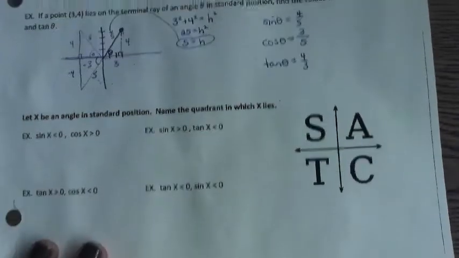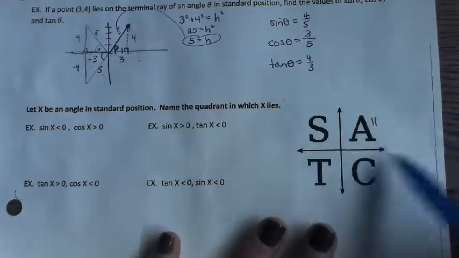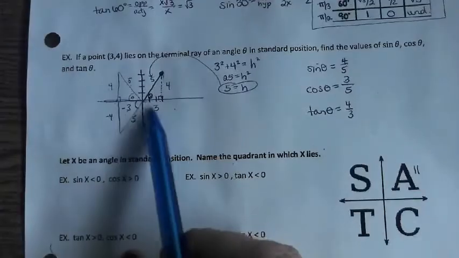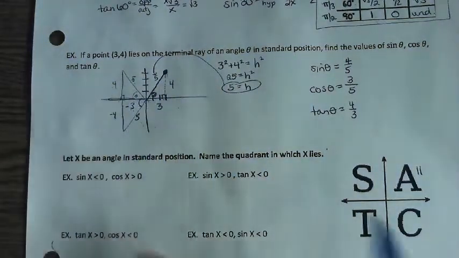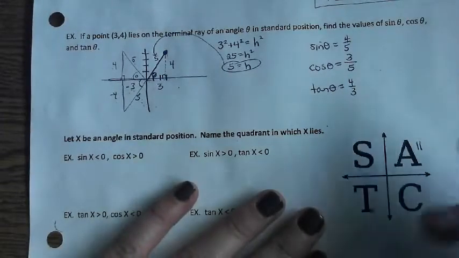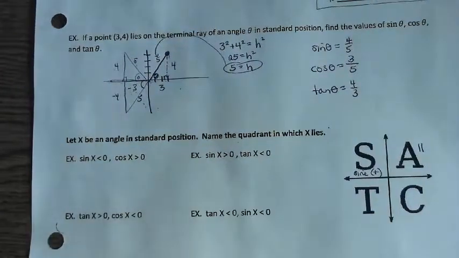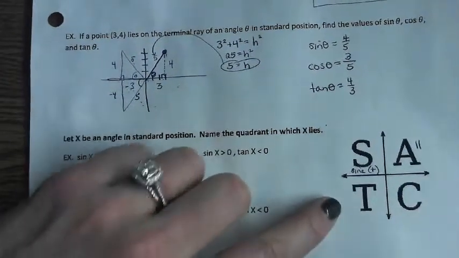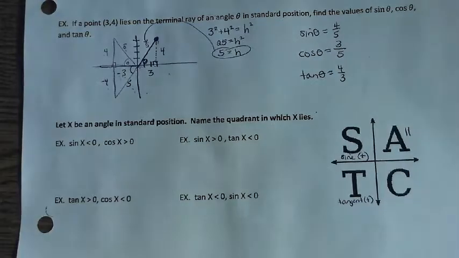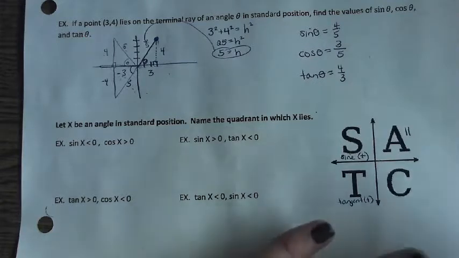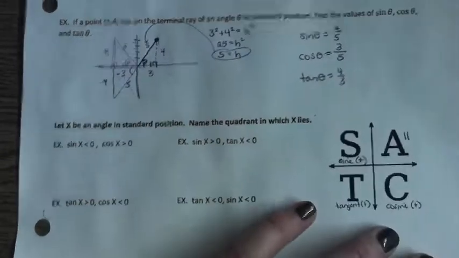So in each quadrant, except for the first one, because this stands for all: all functions are positive in the first quadrant, because these are all positive lengths. But based on the negative lengths showing up in other quadrants, in the second quadrant, only sine is positive. The other two are negative. In the third quadrant, only tangent is positive. The other two will be negative there. And in the fourth quadrant, cosine will be positive, and the other two will be negative.